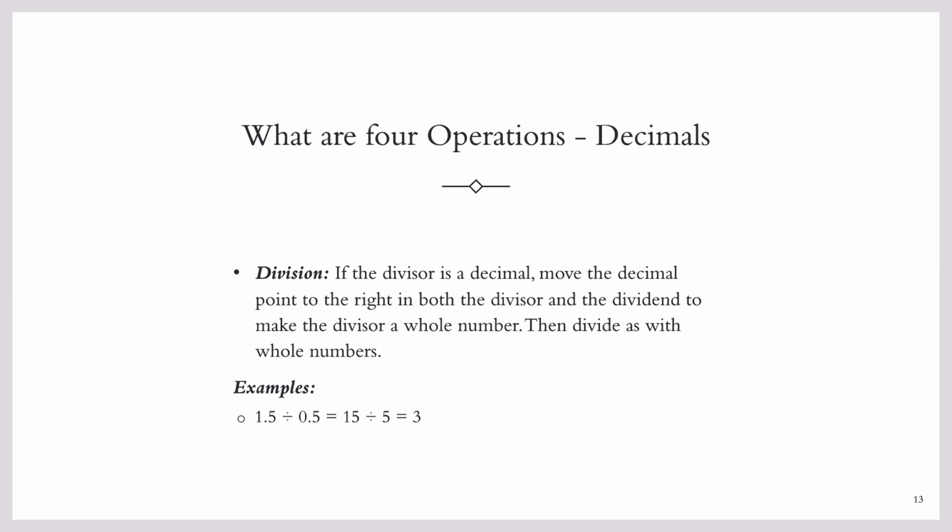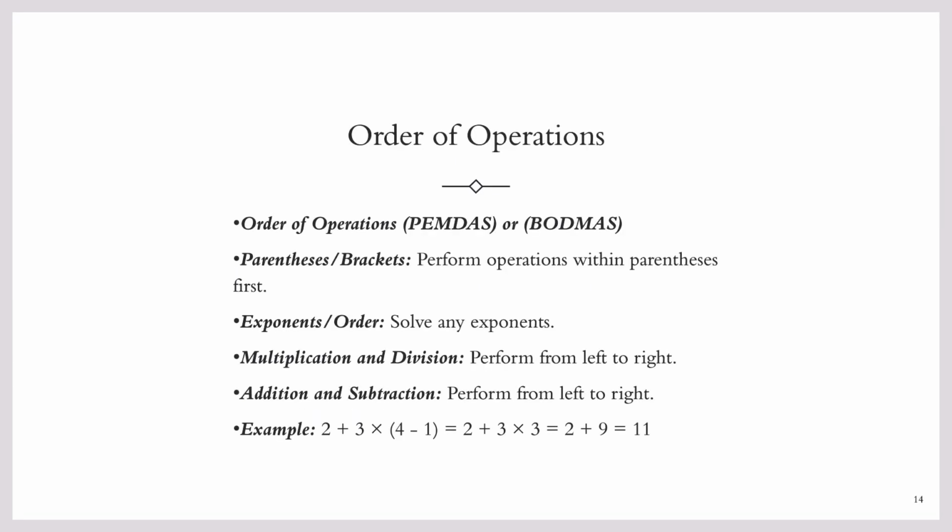And if we do 15 divided by 5, we get 3. And the point in this case does not matter, because if we were to move the decimal one place to the left in both the divisor and the dividend, we are again going to get 3 as our final answer. So this is the case for the division in decimals.